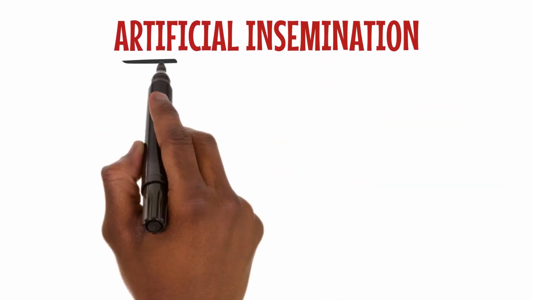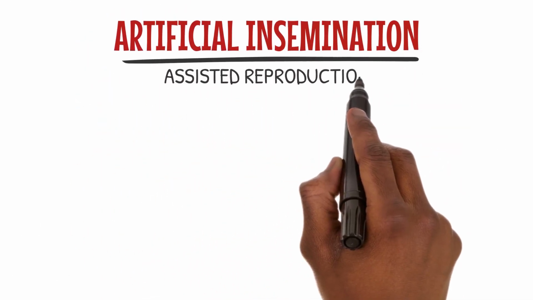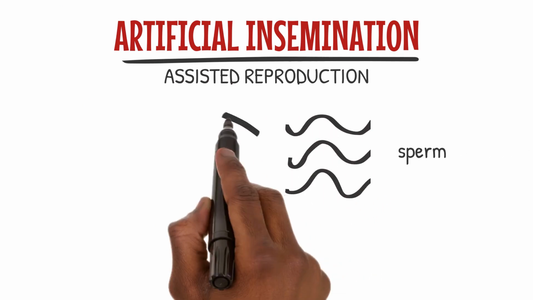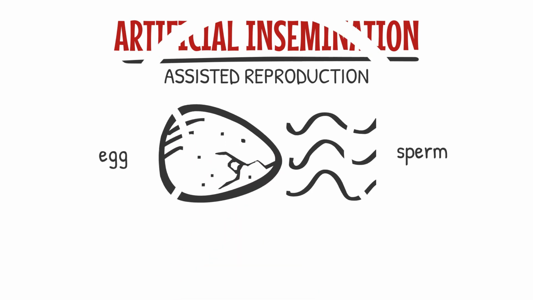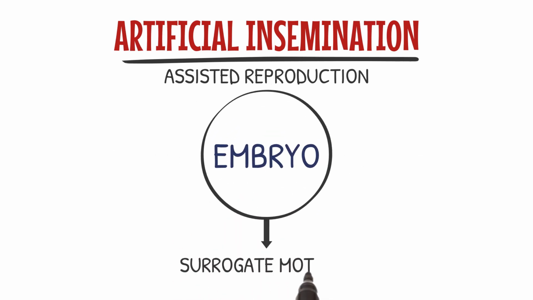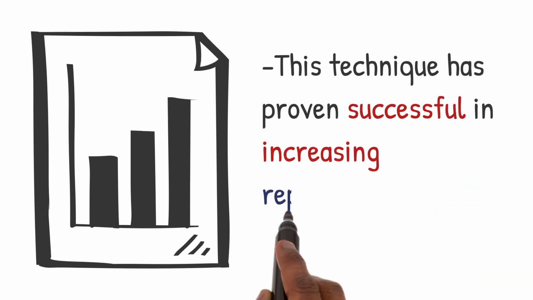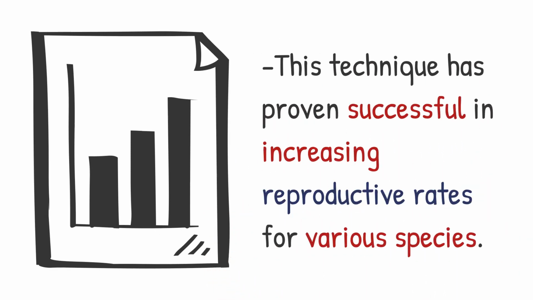Artificial insemination takes the concept of assisted reproduction a step further. It allows scientists to combine eggs and sperm outside the body and then implant the embryos into surrogate mothers. This technique has proven successful in increasing reproductive rates for various species.